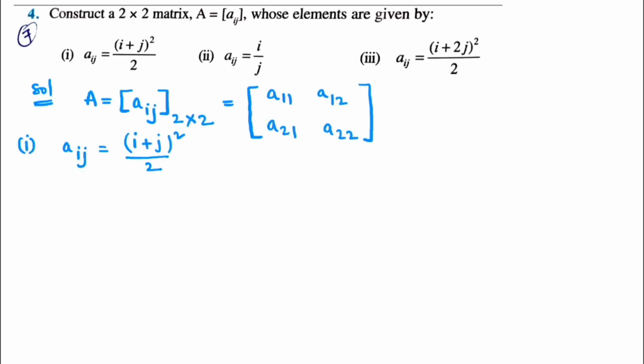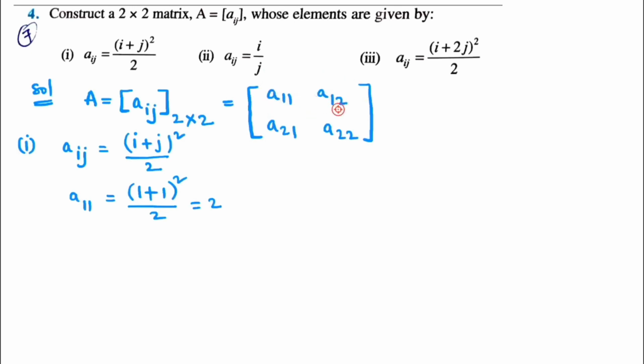Okay, what I'll do first, I'll calculate what is A11. You can observe here, in place of i, here 1 is there. In place of j, 1 is there. So in this also, wherever i is there you write 1. Wherever j is there you write 1. Okay, so (1 plus 1) whole square divided by 2. 1 plus 1 is 2. 2 square is 4. 4 by 2. 4 by 2 is 2 only. Okay. So I calculated A11.